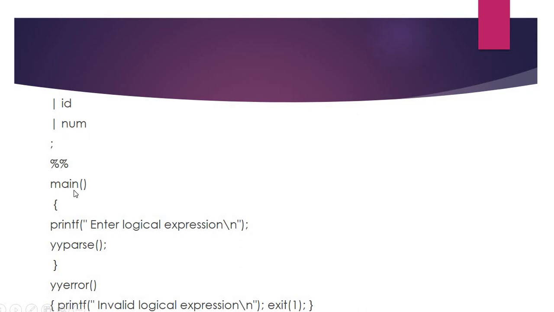In this way we have to write the rules section with the grammar. The grammar consists of many production rules. Then in the Yacc program we need to write the user subroutines also, that is, a main function, and we need to redefine the error function also. In the main subroutine we need to prompt the user to enter the logical expression. Then after that we need to call the parse function. The parse function will call the C functions equivalent to recognizing all the production rules we have mentioned in the Yacc program.